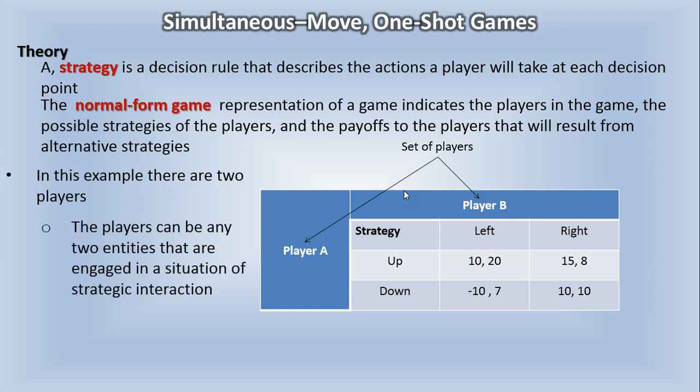The players can be any 2 entities that engage in a situation of strategic interaction. So it can be the U.S. and Russia. It can be, let's say, wolves and foxes. Biologists tend to use game theory as well to figure out how equilibriums are established in nature based on competition amongst animals, between predators and prey.